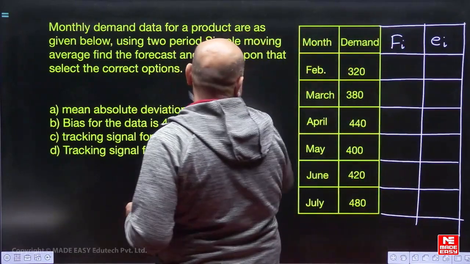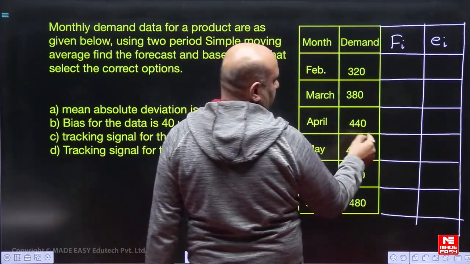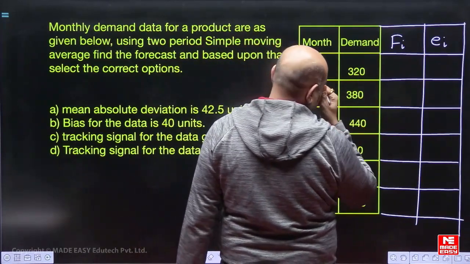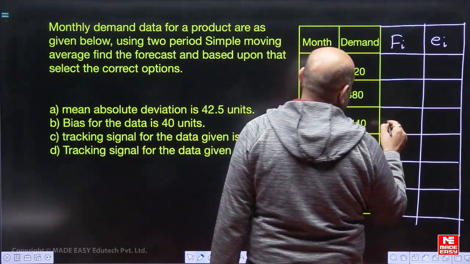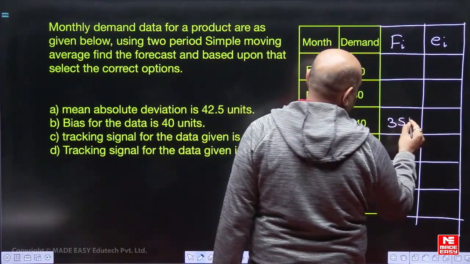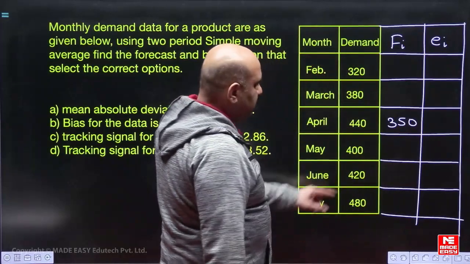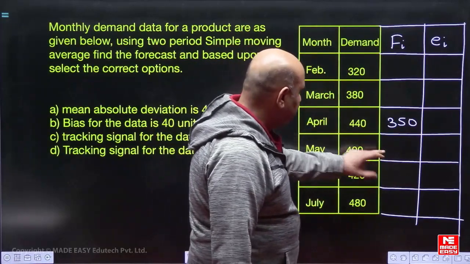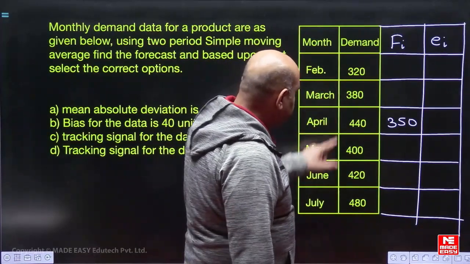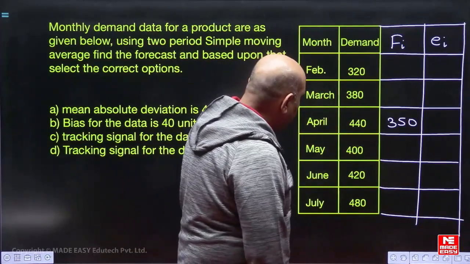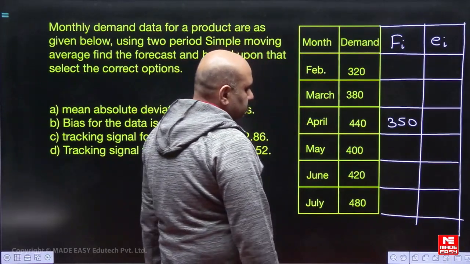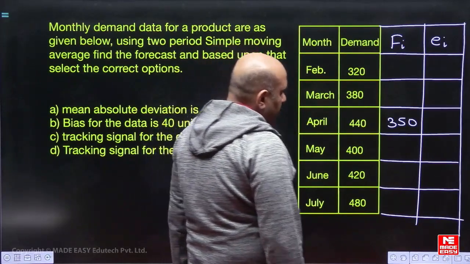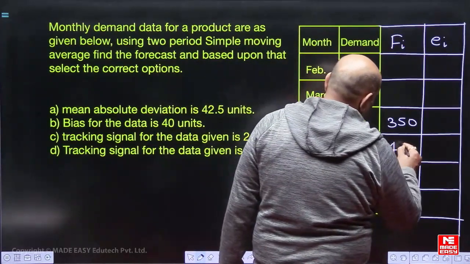Two period simple moving average. So see, first forecast will be for the third period. 380 plus 320, that is 700 divided by 2, 350. The next forecast will be average of the last 2 periods. 380 plus 440, 410.